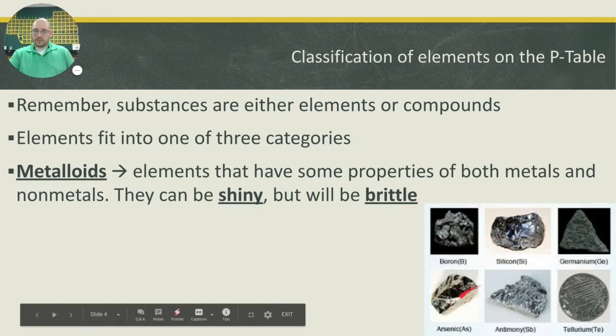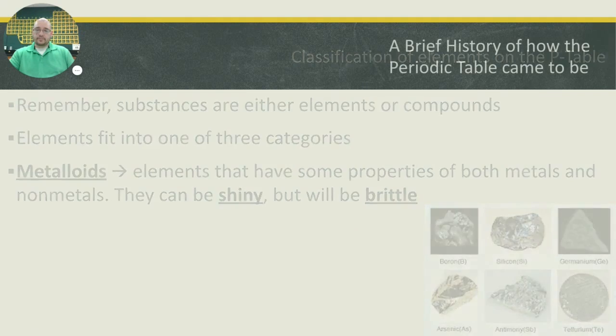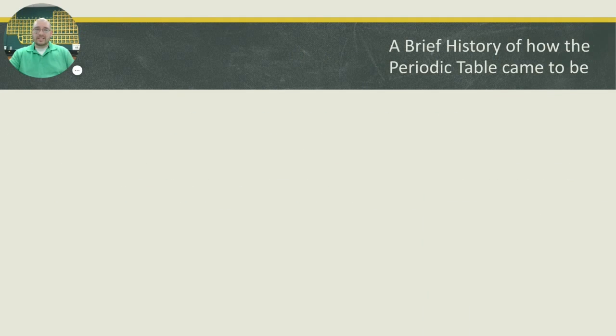Okay. So these are some common metalloids. You have boron, silicon, arsenic, antimony, tellurium, germanium. It's actually almost all of the metalloids right here. There's not very many of them, but they're not very metallic. Yeah, I kind of lost my train of thought there.